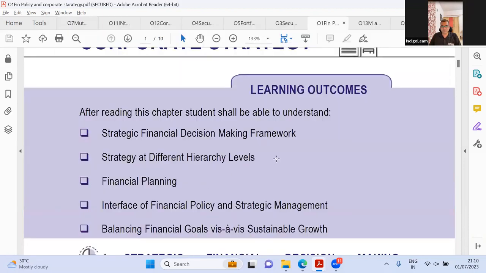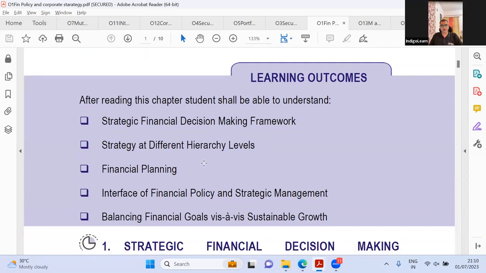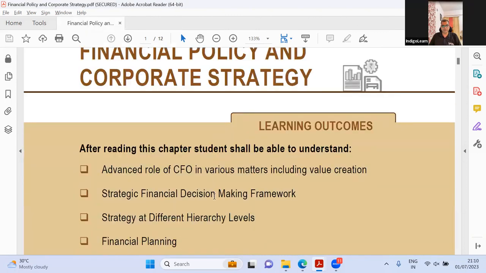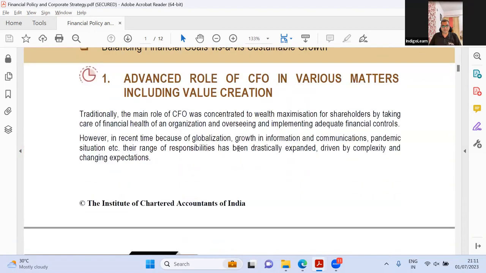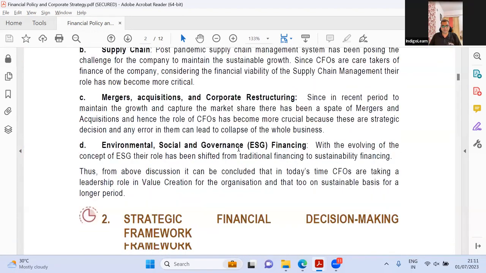First, let us look at the old syllabus. They've talked about strategic financial decision making. There are about 5 topics here, right? Financial planning, interface, and balancing goals. Now you come to the new material. They've added one thing here called the advanced role of CFO in various matters, including value creation. Other than that, the rest of it looks pretty much similar.